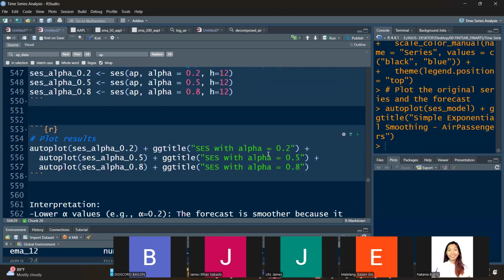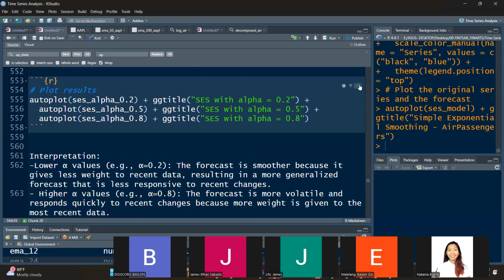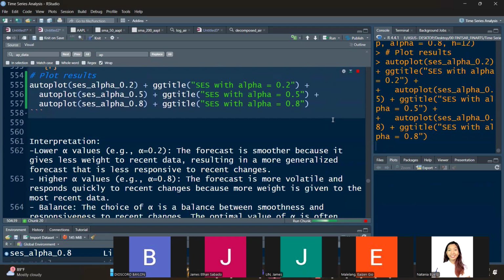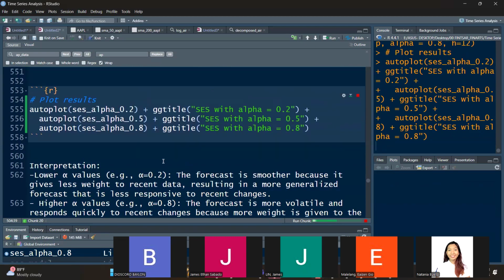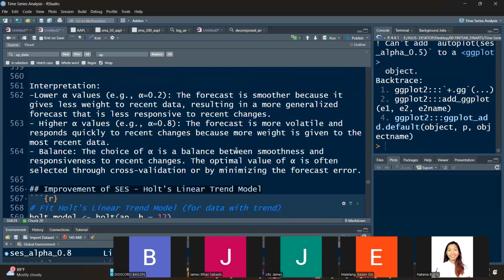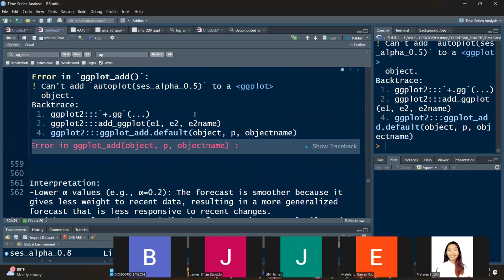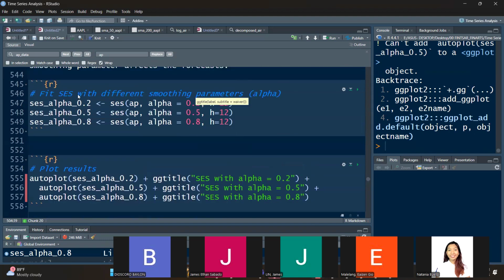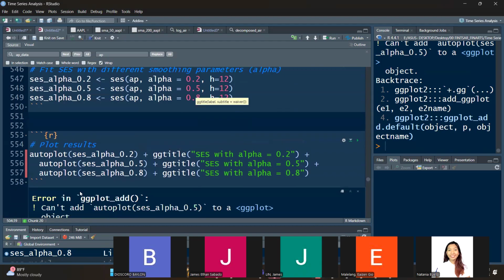Sorry for that. All right, it's almost time, class. Then here is where I was having a problem, the autoplot. All right, so I have a mistake here, class. I will have to backtrace this. But in this run, I wanted to compare the difference between your model if your alpha is 0.2, 0.5, 0.8.